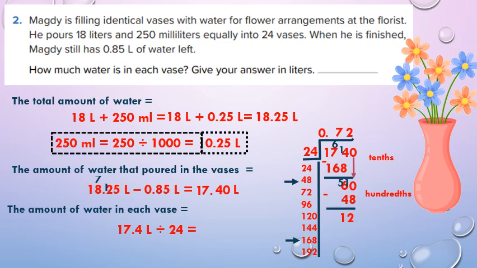If we divide it by 24, it's so small. So we have lots of zeros. We can take another 0, and we now have 120 thousandths. The nearest number is 120, so we take it: 120 in the thousandths place divided by 24 equals 5 in the thousandths place. 120 minus 120 equals 0. So in each vase, he poured 0.725 liters.